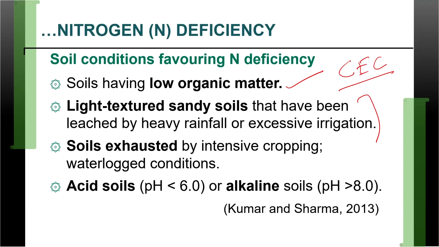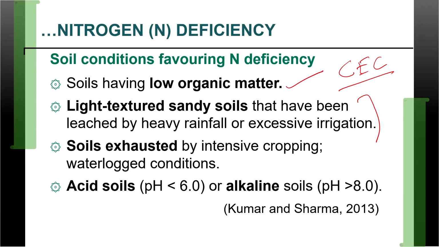Soil exhausted by intensive cropping system. Soils where farmers are growing cereals continuously. Under those conditions, these exhaustive crops remove a lot of nutrients and your soil gets deficient in nitrogen. So under intensive cropping system, one can experience the deficiency of not just nitrogen, many other nutrients also. And also in acid soils having pH less than 6 or alkaline soil having pH more than 8, one can experience nitrogen deficiency.